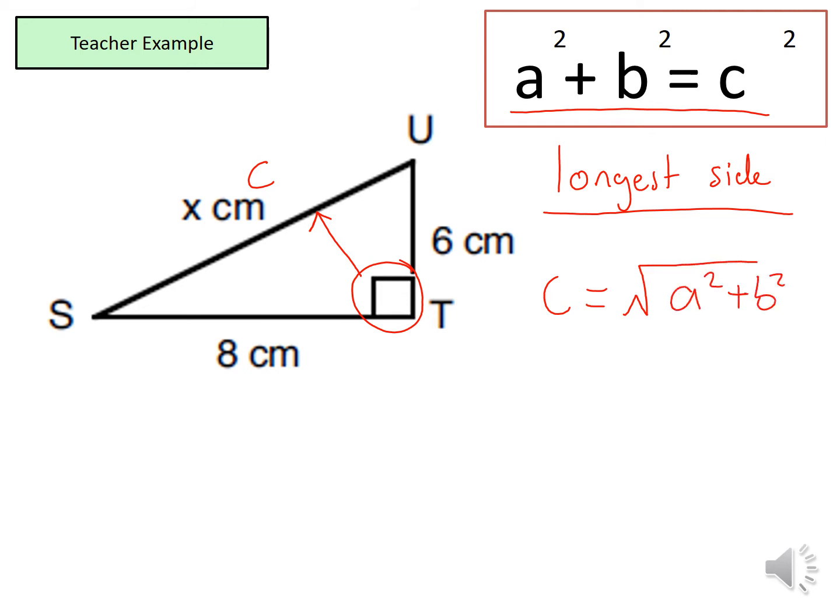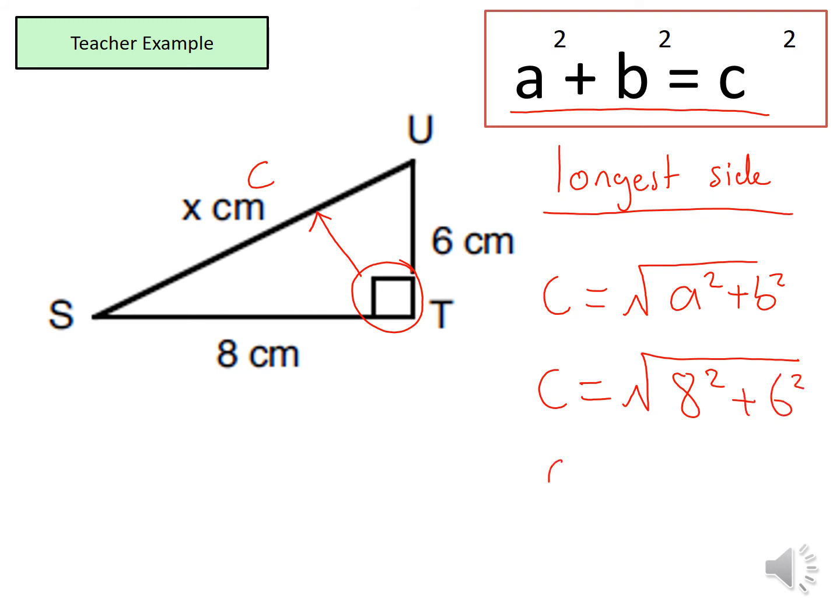Now, for the lengths of A and B, it doesn't matter which way you do them because they're both short sides, so we can just substitute those numbers back into the formula, which gives me C equals the square root of 8 squared plus 6 squared.